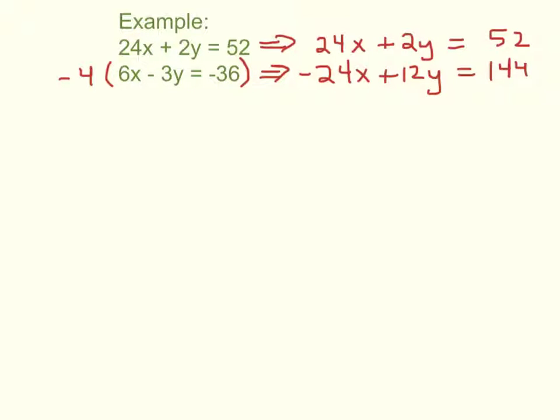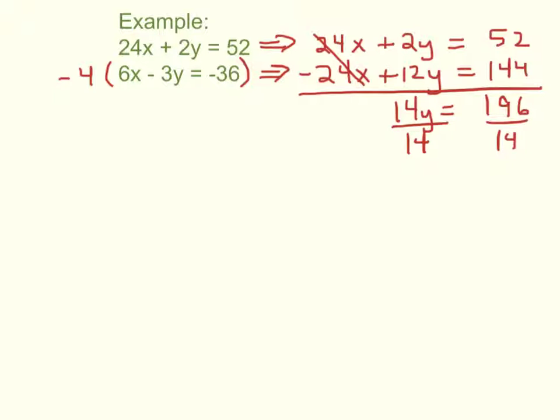Okay, now at this point I have 24x and negative 24x, so I'm going to go ahead and add my equations together. My x's are going to cancel out. I'm going to have 14y equals 196, and then I'm going to divide by 14. I believe 196 divided by 14 is 14. Let's see. Yeah, it's 14.